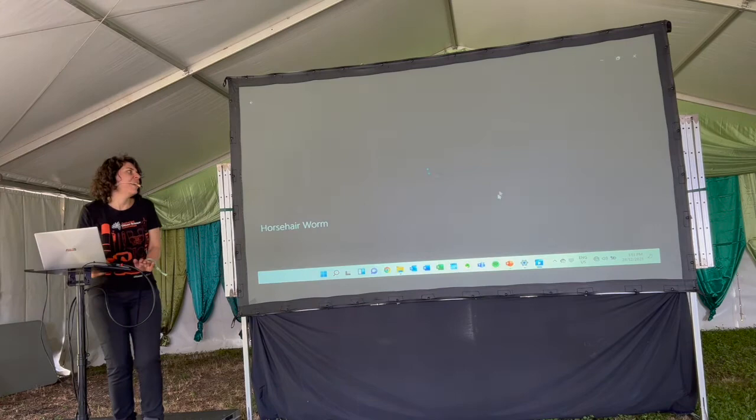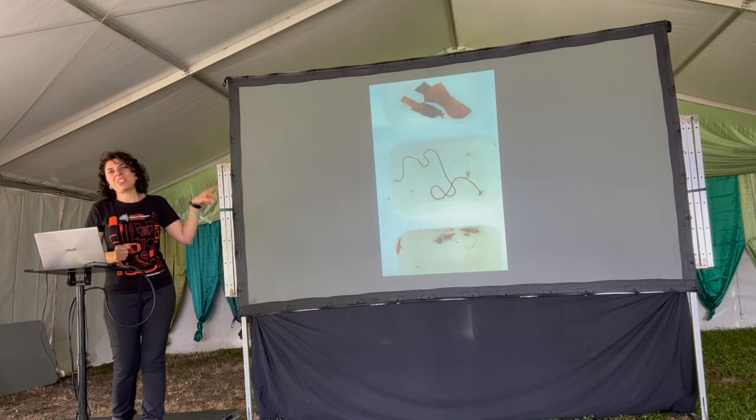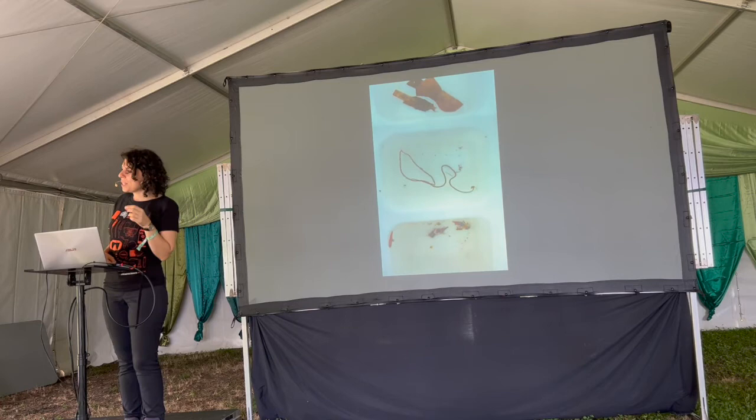Oh, this one's really cool. This is a horsehair worm, or I think they call them a Gordian worm. And there's a species of these. I don't know if they're found in Australia, but they're definitely in America. So this is the adult, but the larvae are very, very small. And the larvae are particularly useless. They can't really do very much.